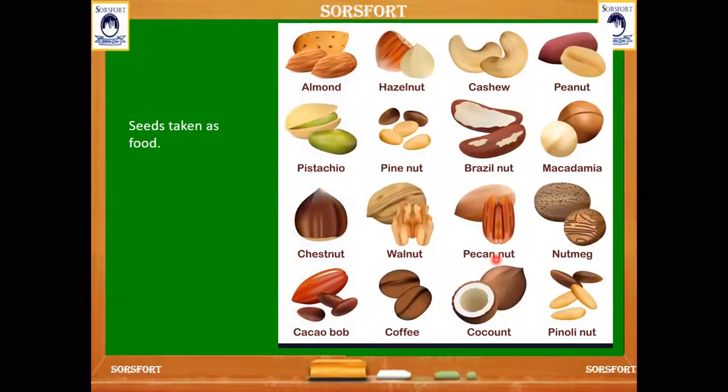And here are some of the seeds we take as food, like many nuts: almond, hazelnut, cashew, peanut, pistachio, pine nut, Brazil nut, macadamia, chestnut, walnut, pecan nut, nutmeg, cocoa, coffee, coconut and pinolo nut. These are all seeds which store food in them, and we take them as our food.